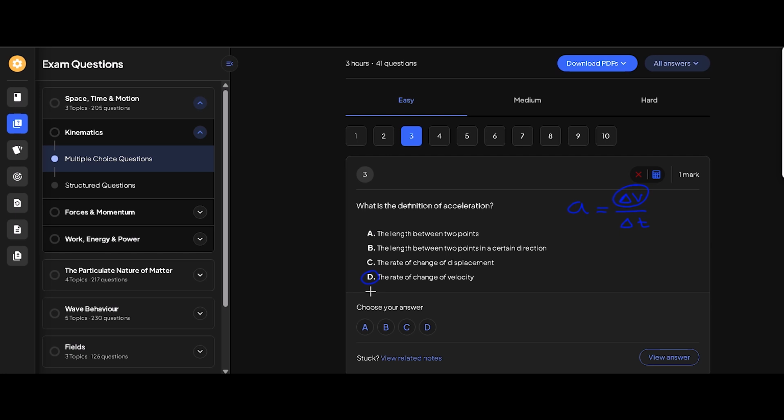This is not the acceleration. Second one, the length between 2 points in a certain direction. In a certain direction means displacement. Third one, a rate of change of the displacement. Rate of change of displacement is velocity, because velocity equals change in displacement divided by change in time. So this can be considered as velocity. So first one is distance, displacement, velocity. Rate of change of velocity would be acceleration. So the answer would be D.